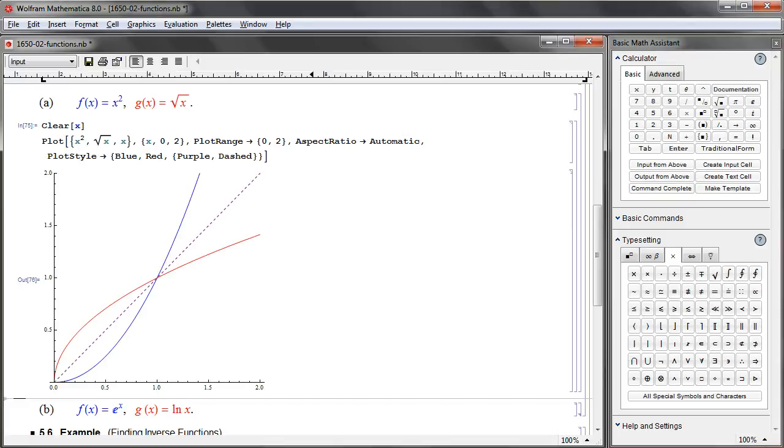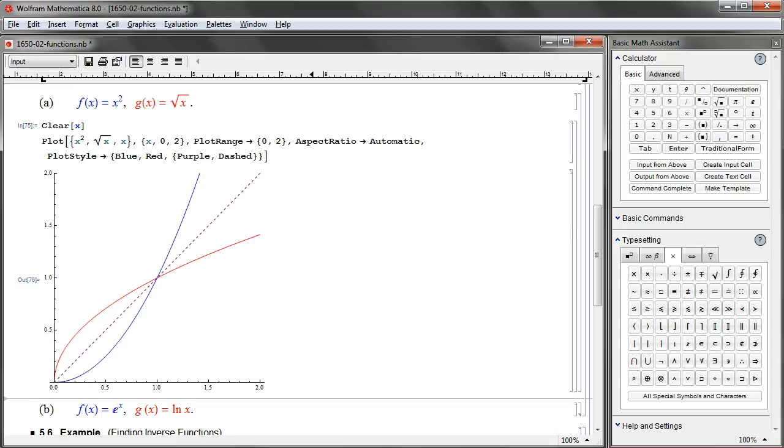Now everybody knows squaring and square root are inverse procedures. Take the square root of x squared and we get the original x back, and vice versa. Take the square root of x and square it, and I'm going to get x back. So they are inverses of each other.